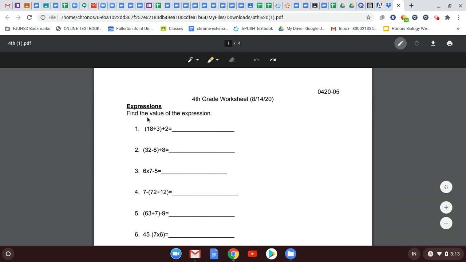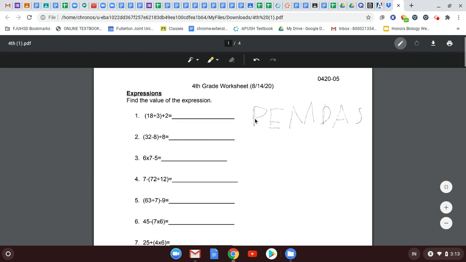So first we're going to do find the value of the expression. First we need to figure out what to do first. So we have something called PEMDAS, which is basically how we know what to do first. Okay? So this represents the order in which you're supposed to go during the expression.